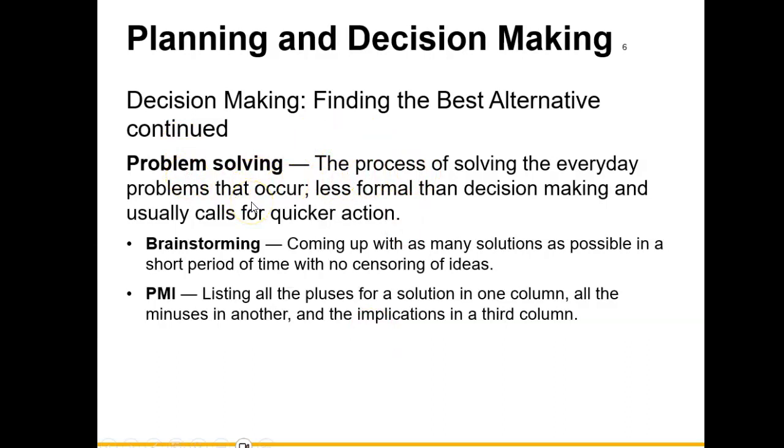So we're saying, if I choose this particular decision, will that solve a problem? Will that correct a situation? So we may do some brainstorming. That's when we come up with as many solutions as possible and then determine which of those solutions seem to be the best idea. PMI means you list all the pluses for a solution in one column, all the minuses in another column, and the implications in a third column. Okay? So these are some great tools when it comes to planning and decision making.